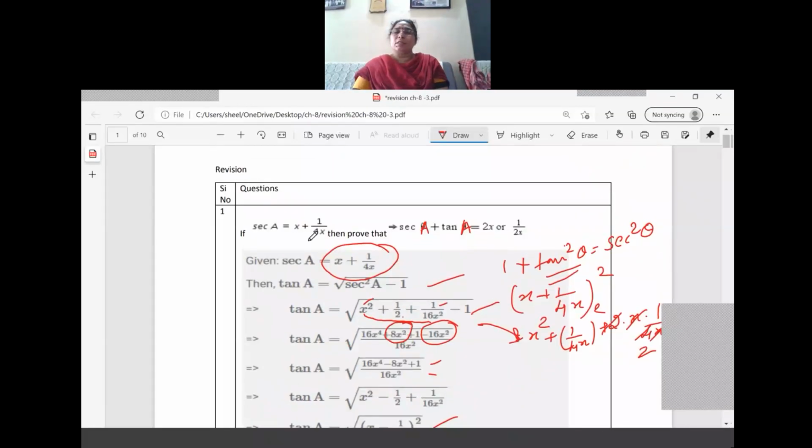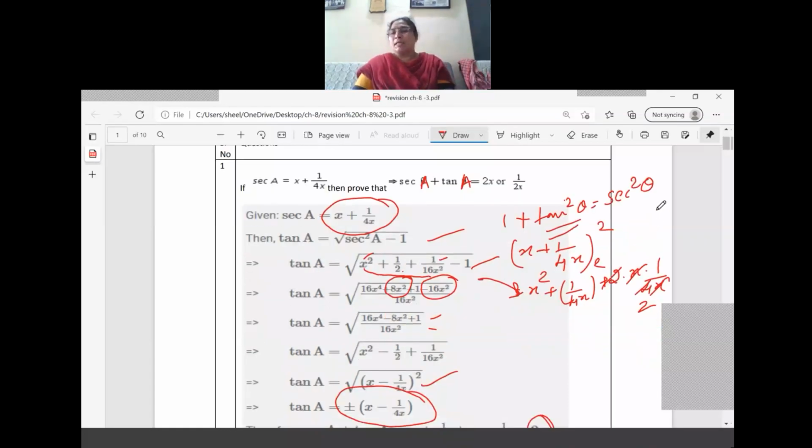What is the question for us? Sec A equals x plus 1 by 4x. Now what is the answer for sec A plus tan A? What is to be proved? It equals 2x or 1 by 2x. So the second identity we have used. Then from tan square A we formed the equation, so we have written it for tan A only. Tan A means the root of sec square A minus 1. Now we are substituting sec square A only.